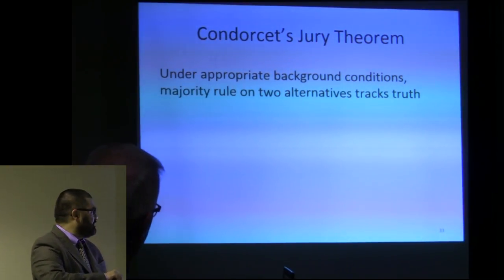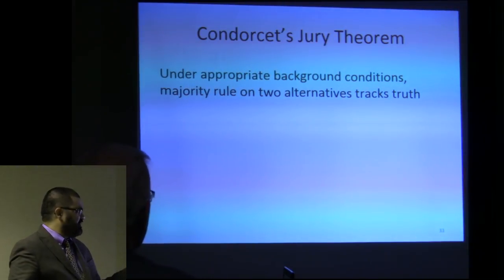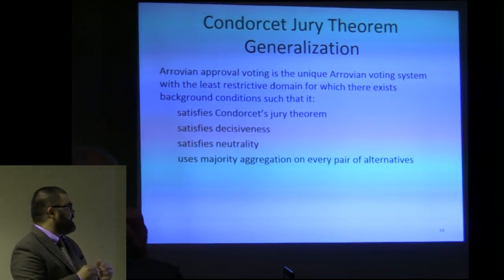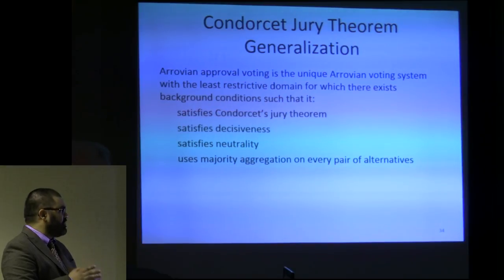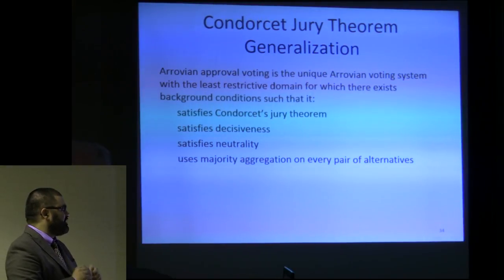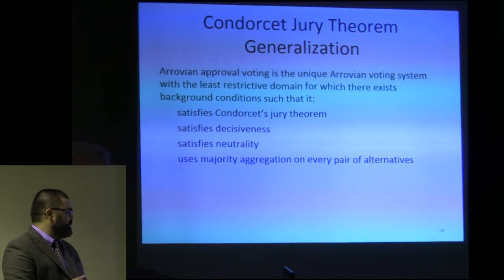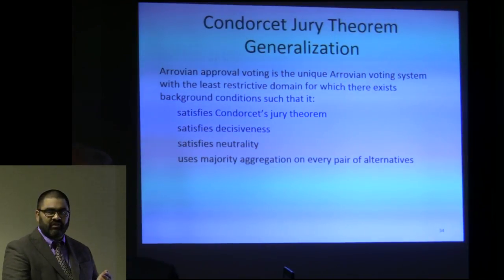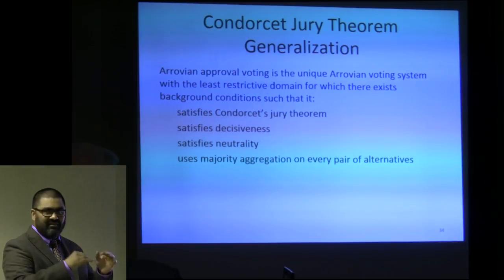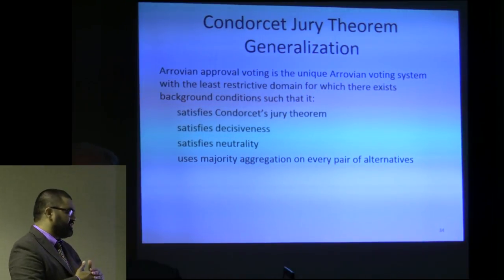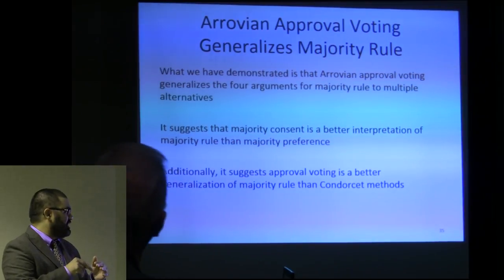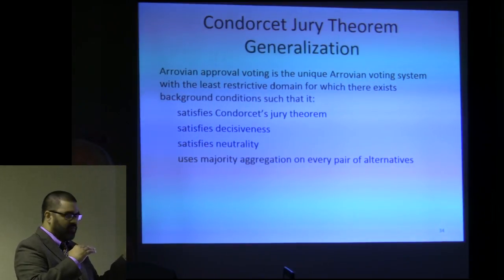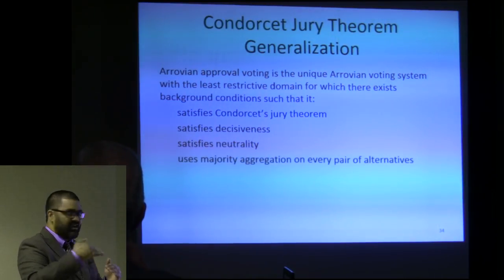The final argument is Condorcet's jury theorem. Under appropriate background conditions, majority rule on two alternatives tracks truth. Now, what our generalization does is show that Arrovian approval voting is the unique Arrovian voting system with the least restrictive domain for which there exist background conditions such that it satisfies Condorcet's jury theorem, it's decisive, it's neutral, and it uses majority aggregation on every pair of alternatives. Condorcet methods can't do that because to maintain transitivity, they have to violate independence of relevant alternatives. So they can't maintain majority preference on all the pairs. But Arrovian approval voting can do that. It can ensure that you always use majority aggregation on every pair of alternatives.